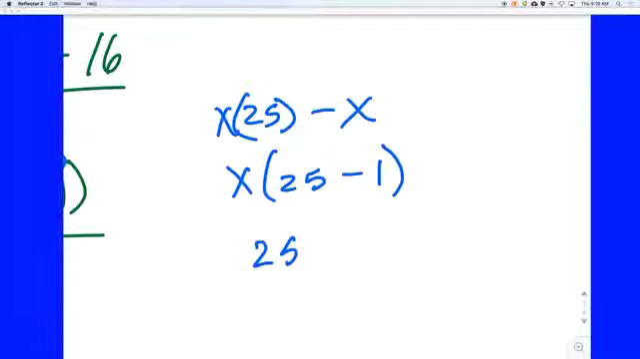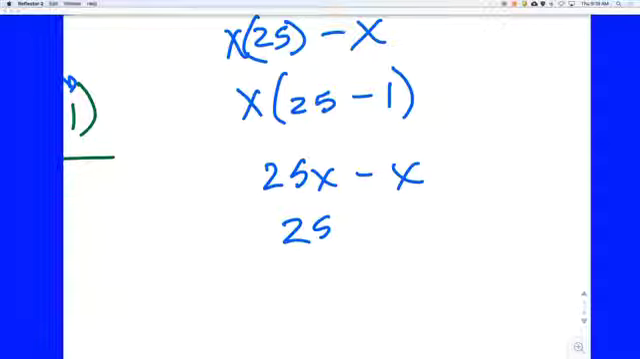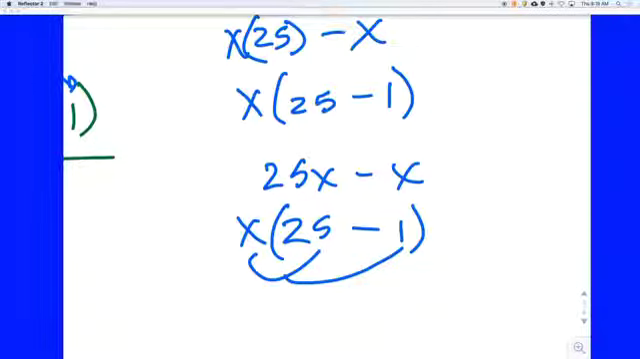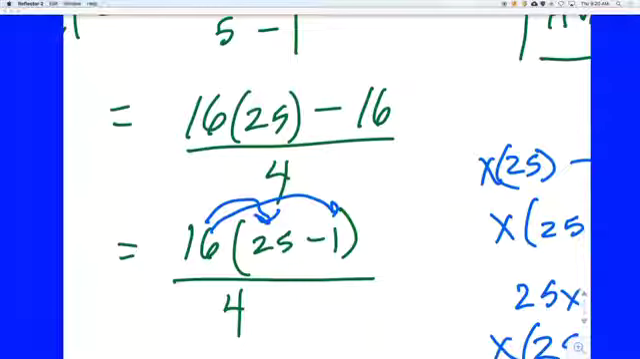Okay, what if it was 25x minus x? Would you then say you could factor out the x and say it's 25 minus 1? That's all we're doing, folks, except instead of x, we actually have something that x usually represents. A hope and a dream? No, a number. A number, right? I have a common factor of 16 in both terms. So I can factor or divide it out from both terms.